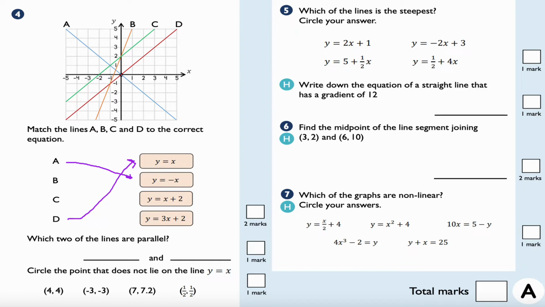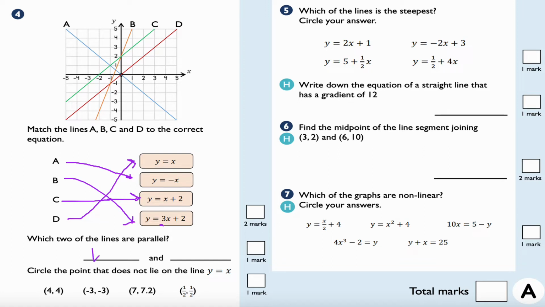Okay, B and C now. B looks steeper, so that tells me B is going to have a bigger gradient. The gradient here is 3, sorry, and the gradient here is just 1. So that's how I know. The steeper the line is, the bigger the number in front of the x, and we will come on to that in a second. Like, the line y equals 6x is steeper than the line y equals 5x, essentially.